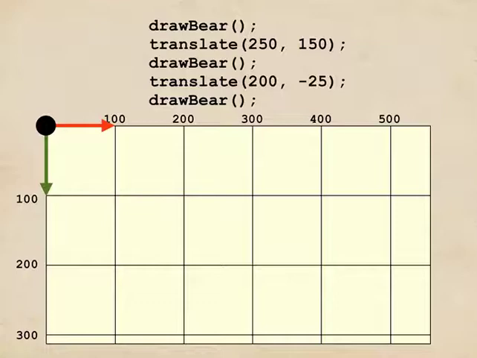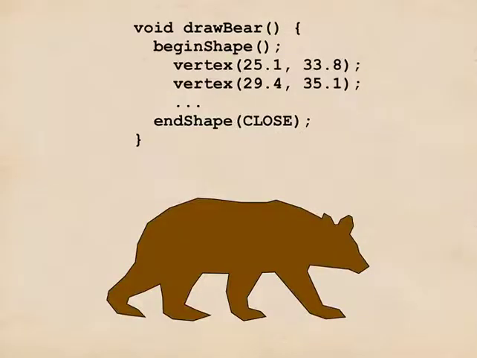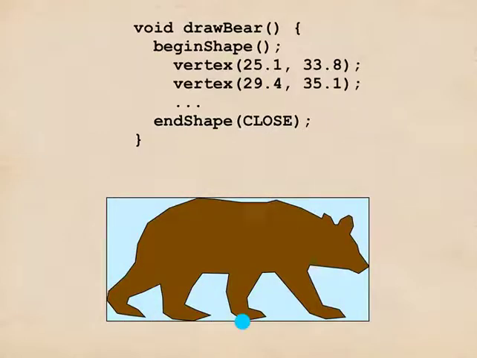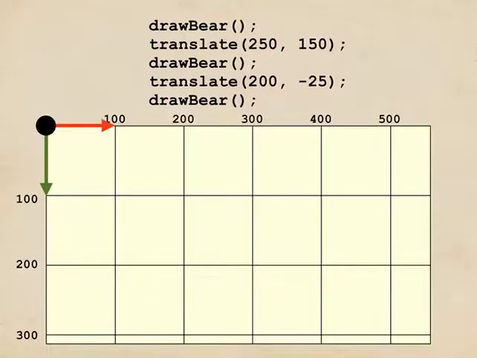What is drawBear? Well, drawBear is really nothing. drawBear is just a little routine that calls beginShape, and then it calls vertex over and over and over again for each point on the outline of the bear. And then finally, when it reaches the end, it calls endShape close and it draws the bear. All these little vertices I drew on a piece of graph paper and measured by hand and typed them all in. So let's get back to our example of using translate and execute this program.